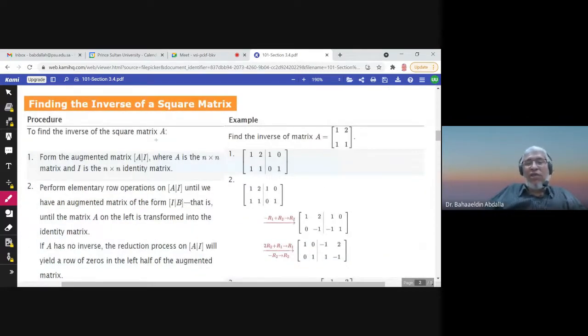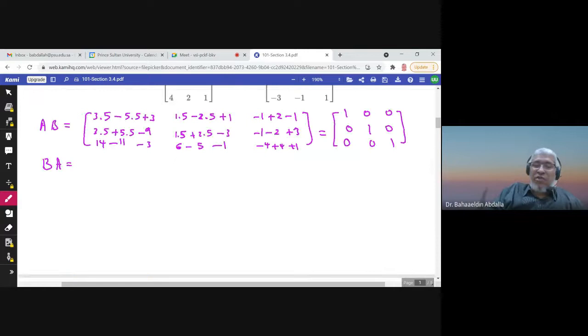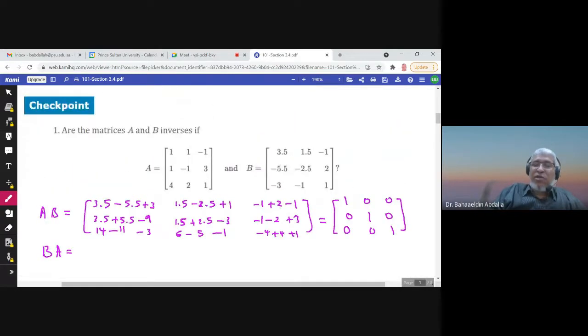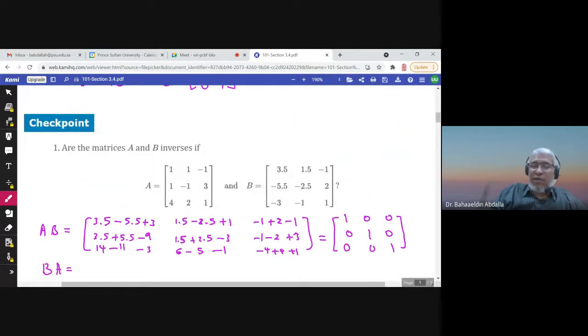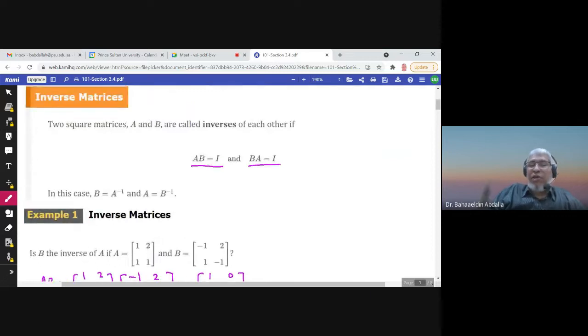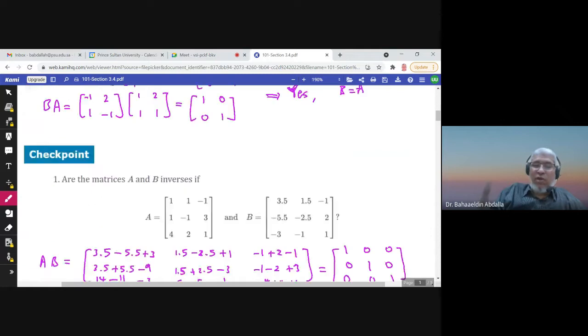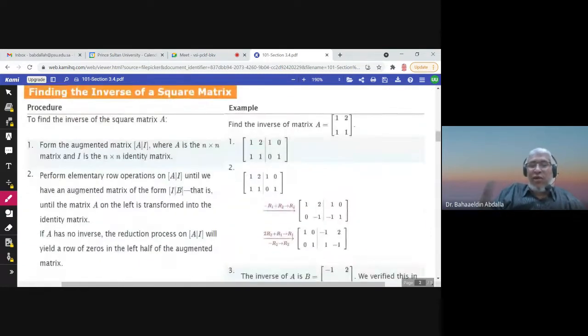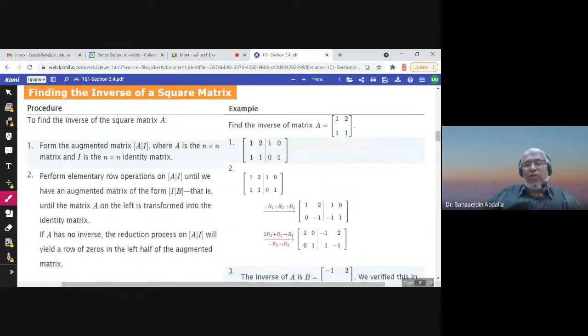Now, how do we find the inverse of a square matrix? To find the inverse of a square matrix A, and notice that the matrix has to be a square matrix. So we talk about inverse because we need A times B equals I and B times A equals I. All right. So it has to be a square matrix.